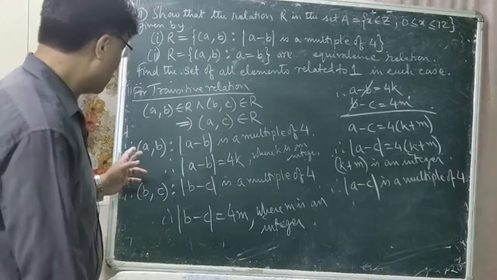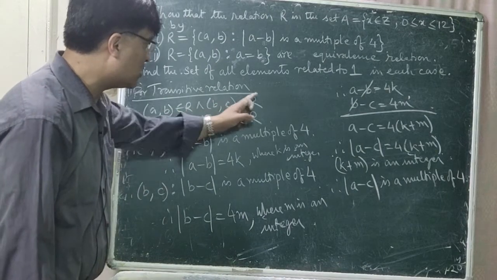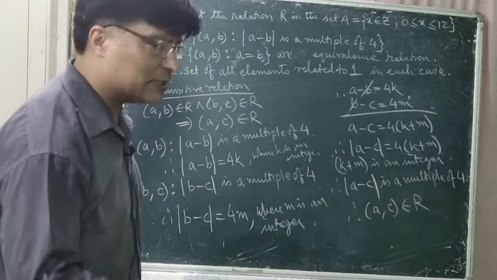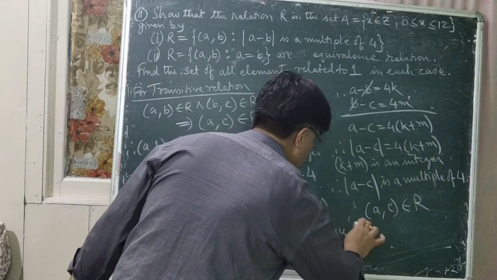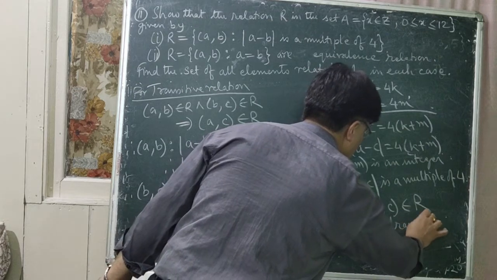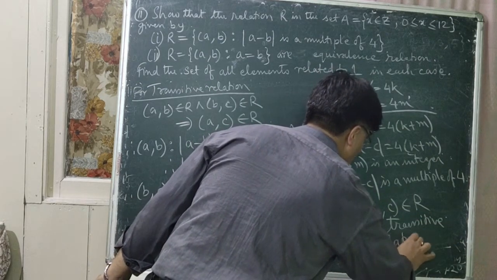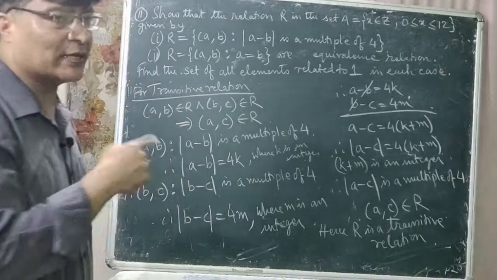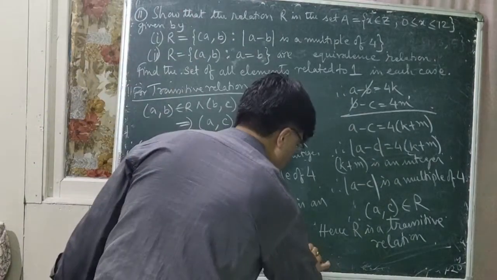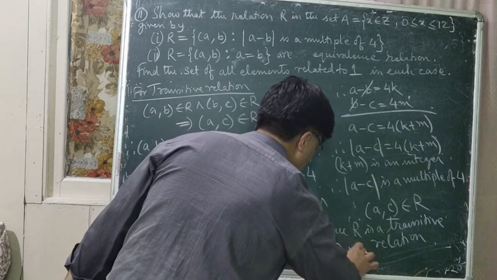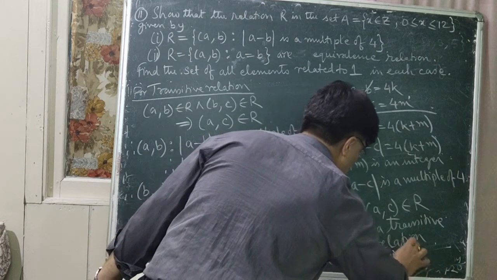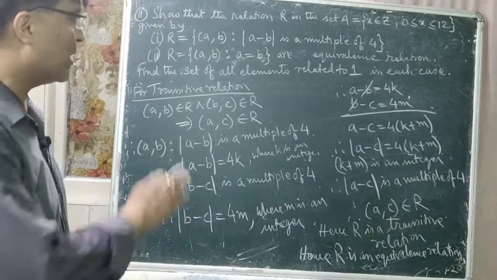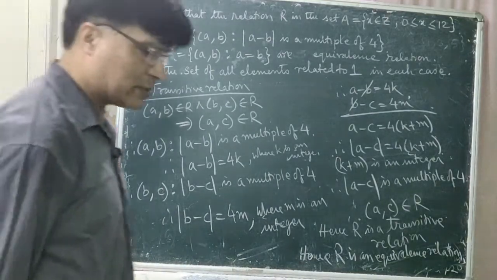Is that clear? So if (A, B) belongs to the relation R and (B, C) belongs to the relation R, then (A, C) belongs to R. So therefore (A, C) belongs to R. Hence R is a transitive relation. Is that clear? So R is reflexive, symmetric and transitive, hence R is an equivalence relation. So I think you have understood it. So you can copy it.